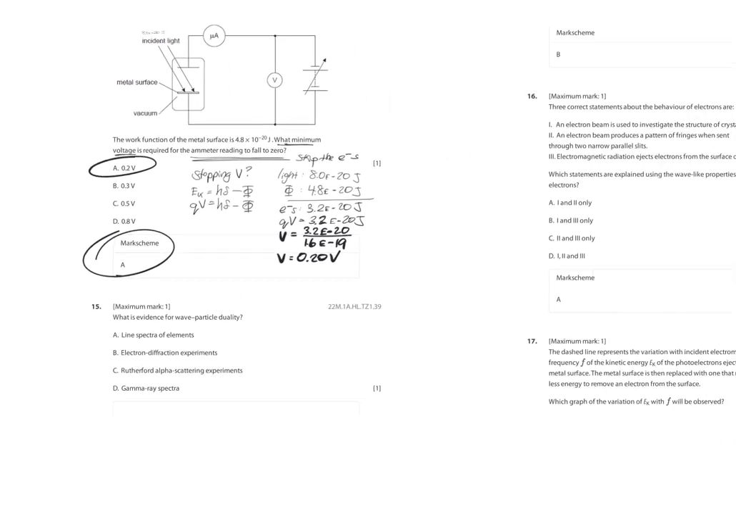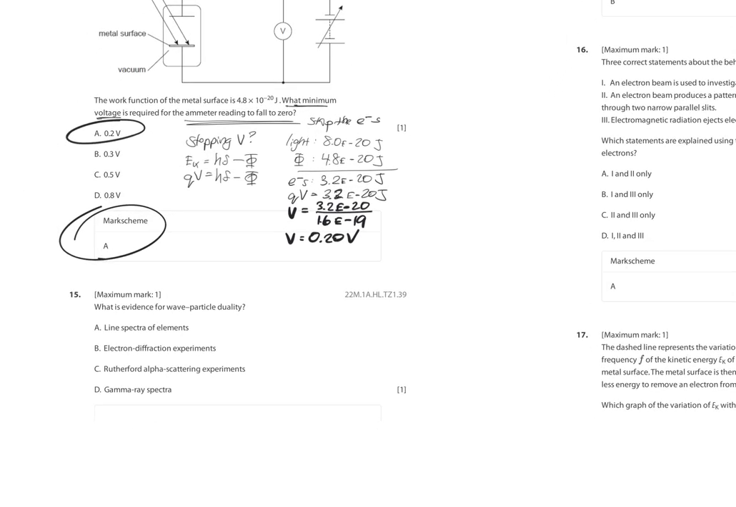Okay, number 15. What is evidence for wave-particle duality? Line spectra of elements. Line spectra is a pretty cool discovery showing quantization of energy. It does not show wave-particle duality, so it is not A. Rutherford alpha scattering is also pretty cool, but that is particles hitting particles, so that is not a wave-particle duality thing. Gamma ray spectra, I'm not even really sure what they're talking about. I think that's similar to A, with line spectra of elements or something. I think it's pretty obviously B.